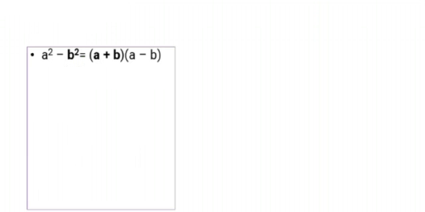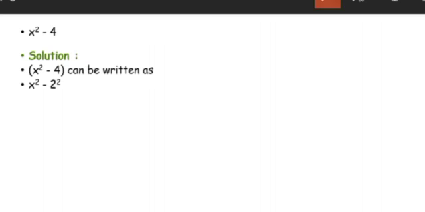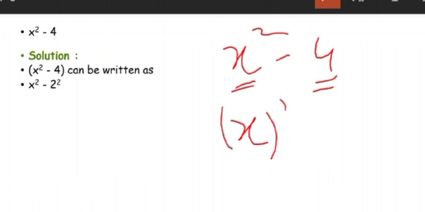Let us move on with the third identity, which says a² − b² = (a + b)(a − b). For this, let us choose the example x² − 4. Now, here I can write this as x² − 2². Why am I writing this as x² − 2²? See, here the first term and second term in the third identity are perfect squares. So you have to be very perfect in the square numbers. Here the square of x is x² itself, and 4 is the square of which number? 4 is the square of 2.